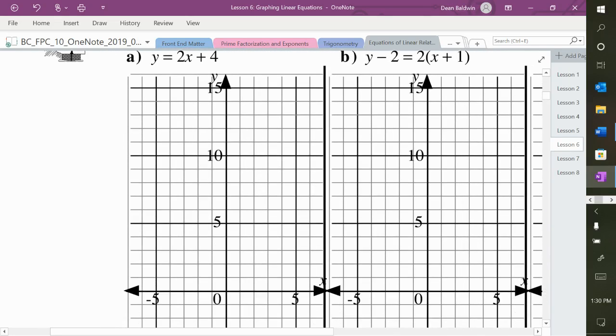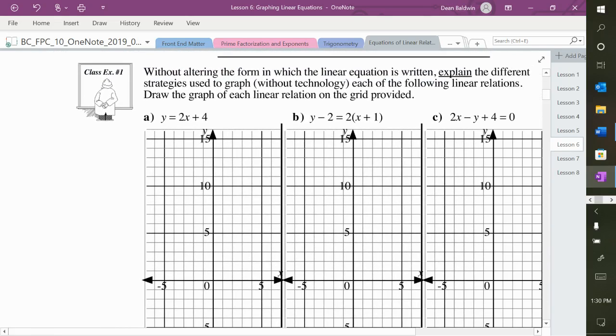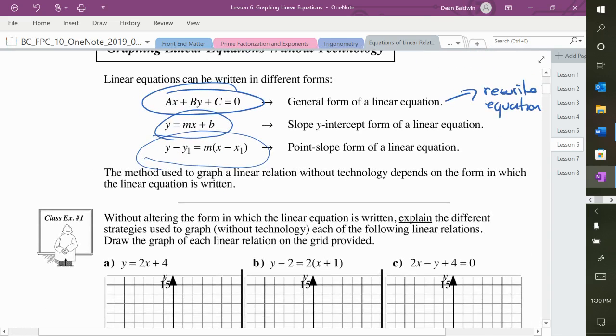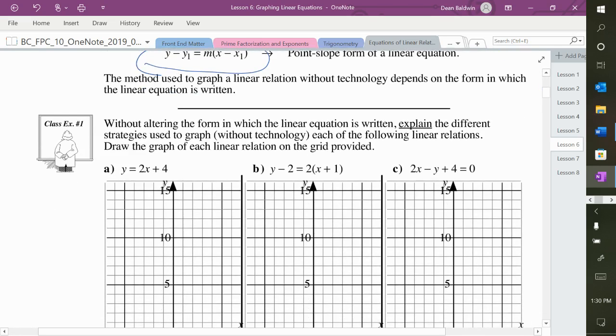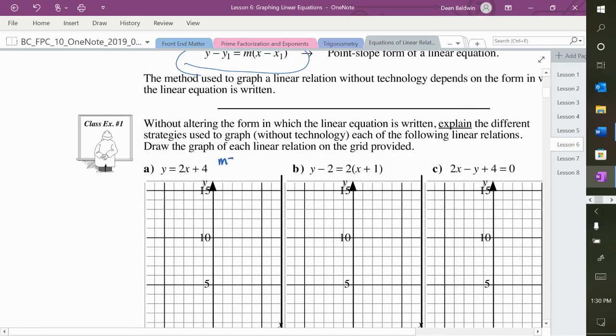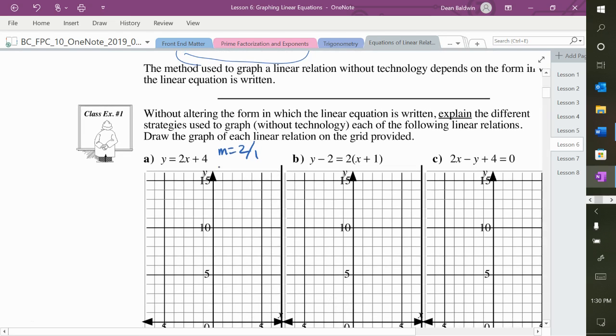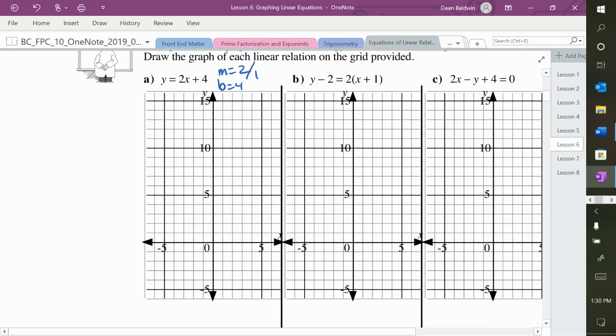We can just do one at a time. 2x plus 4. What form is that in? Which does that look like of these three equations here? Mx plus b. It's this form. So what is my slope? 2. Or I'm going to write 2 over 1 just because you want rise and run. What does 4 represent? Y-intercept. So b is equal to 4. So how do you sketch the graph? What's the first thing you mark? You mark the y-intercept.